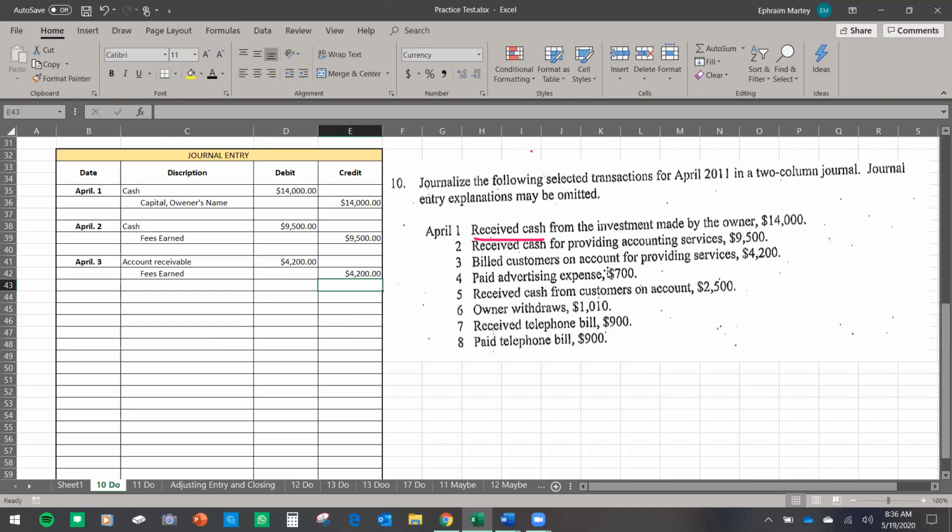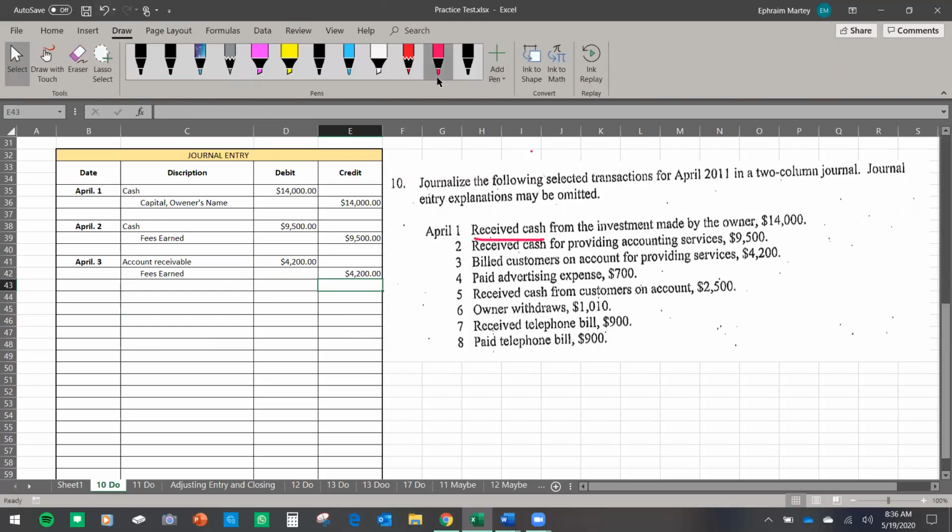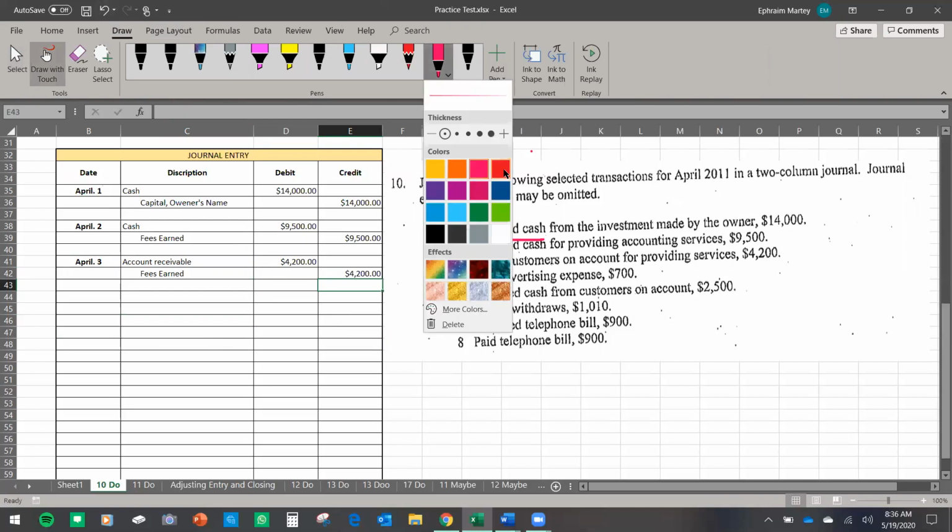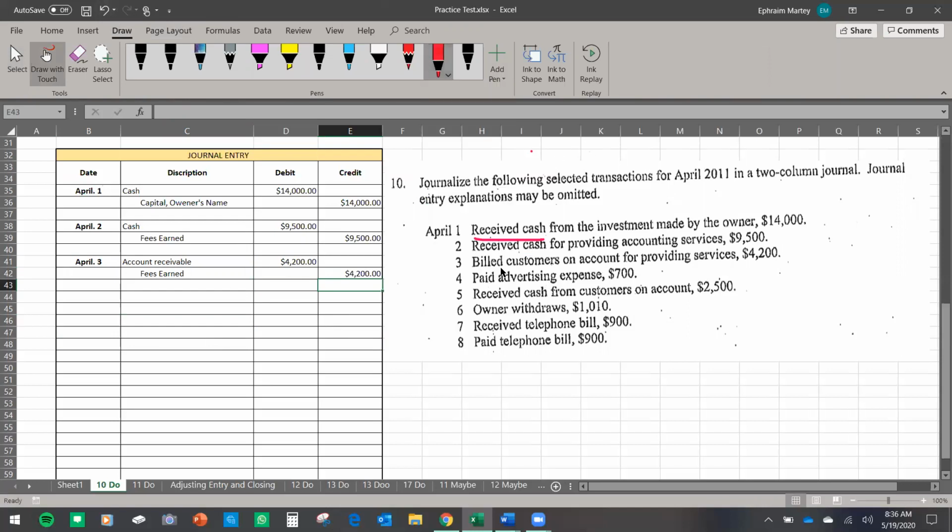Okay, paid advertising expense for 700. So what is happening here? Okay, one thing you also need to pay attention to is whenever you hear paid, okay, paid means cash is going out. Okay, so we know our cash is going to decrease by $700. But what are we paying for? If our cash is going to decrease and it's going to be on the credit side, what account should we debit? What are we paying for? We are paying for advertising expense, and we know expense is always debit. Okay, so we're going to do that as well.